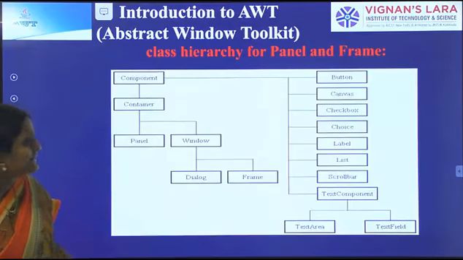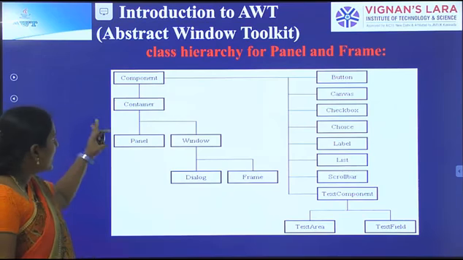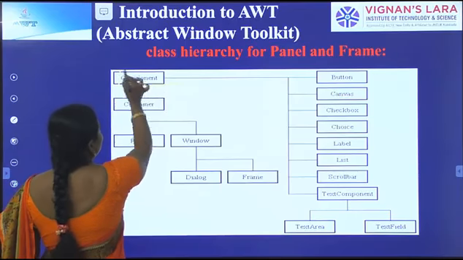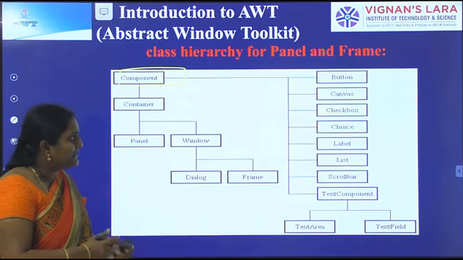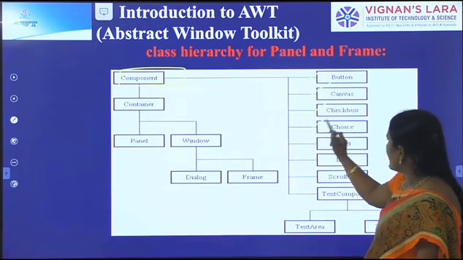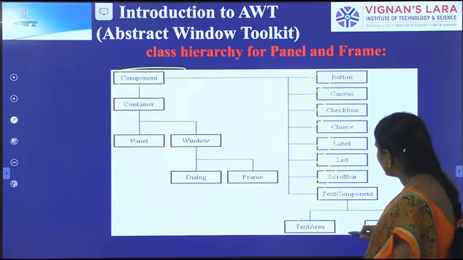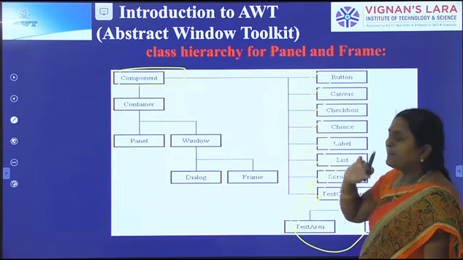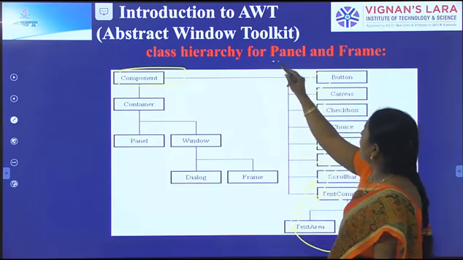Next, let us see the class hierarchy for Panel and Frame. Component is the topmost class in the AWT hierarchy. The components are button, canvas, checkbox, choice, label, list, scroll bar and text component. In the text component, text area and text field are the two subclasses derived from text component.